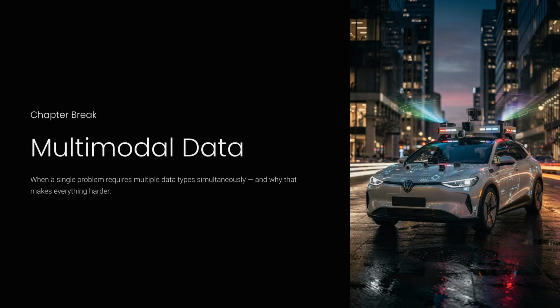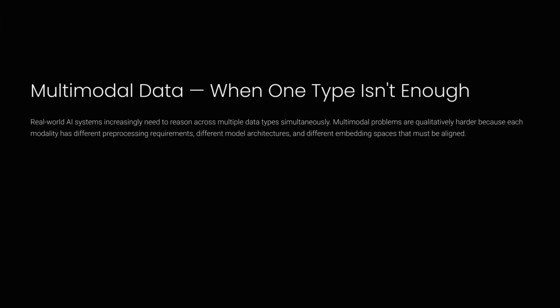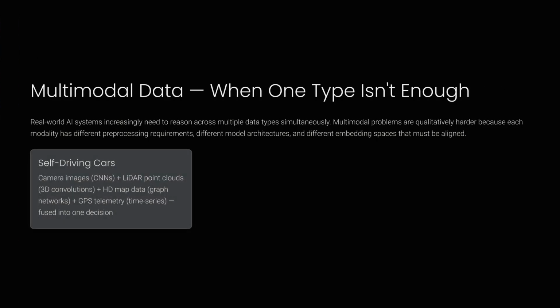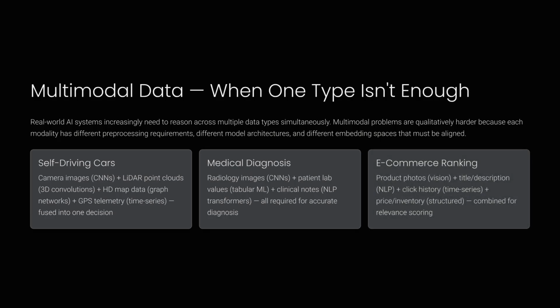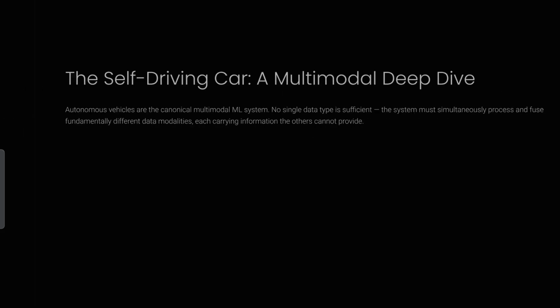We now move to multimodal data. This occurs when a single problem requires multiple data types simultaneously, which makes the problem qualitatively harder. Multimodal systems are needed when one data type isn't enough. Examples include self-driving cars, which fuse images, LiDAR, and map data; medical diagnosis, combining images, lab values, and clinical notes; and e-commerce ranking, using product photos, text, and click history.